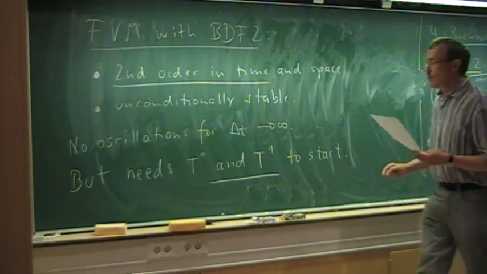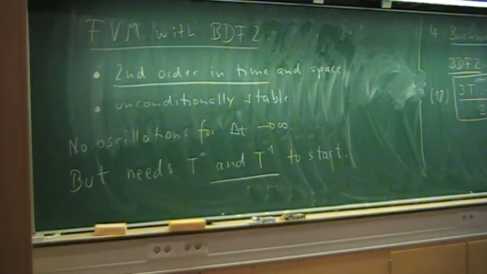So that means we have to use some other method, for example the Crank-Nicolson or the implicit Euler method, to get it started. One trick could be to use the implicit Euler method with smaller time steps to compensate for the low accuracy, or if you just use it for one step, the Crank-Nicolson would probably also be okay. But anyway, it's a disadvantage to have to start with another method.